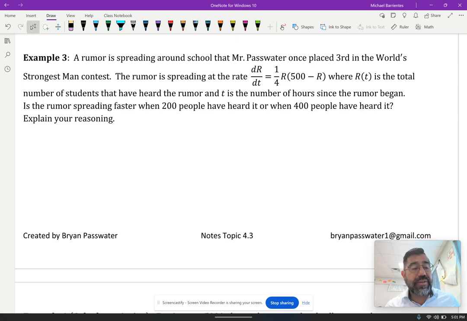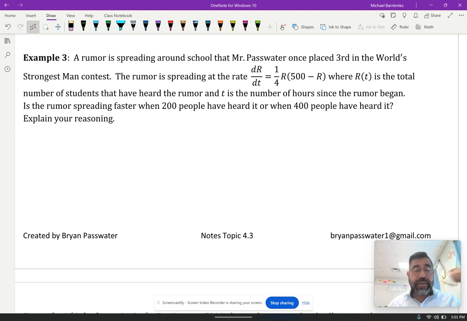Number 3 offers us an interesting situation here. The rumor is spreading around school that Mr. Passwater once placed third in the world's strongest man contest. The rumor is spreading at the rate of dr/dt equals 1/4 r times the quantity 500 minus r, where r of t is the total number of students that have heard the rumor, and t is the number of hours since the rumor began. Is the rumor spreading faster when 200 people have heard it or when 400 people have heard it? And explain your reasoning.